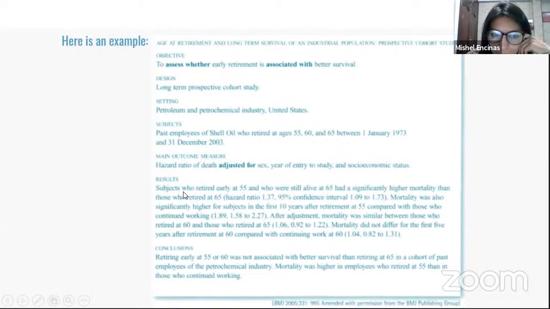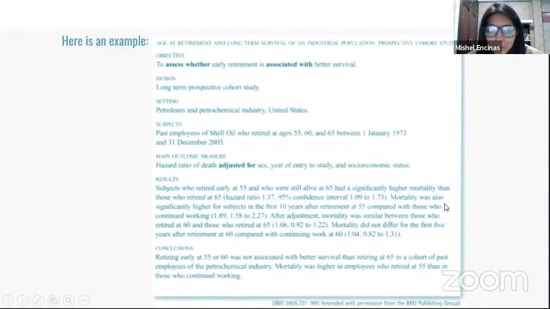On the results, subjects who retired early at 55 and who were still alive at 65 had a significantly higher mortality than those who retired at 65. Hazard ratio 1.37, that represents the 95% confidence interval 1.09 to 1.73, where this is just an example, okay?